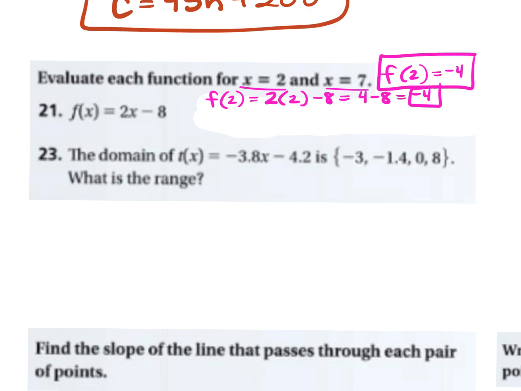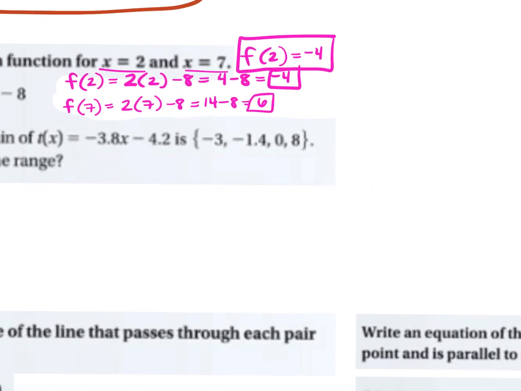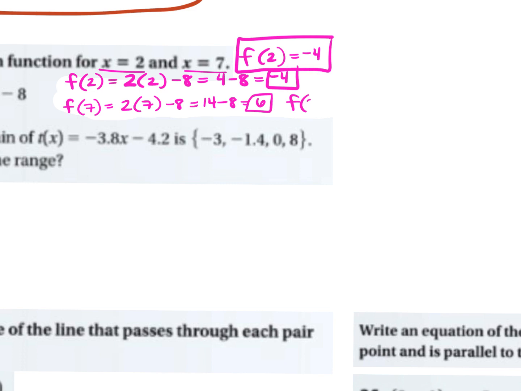Then they want to know f of 7. So if I plug 7 into the function, f of 7, I get 2 times 7 minus 8. So 14 minus 8, or 6. So that would be f of 7 equals 6. Okay.